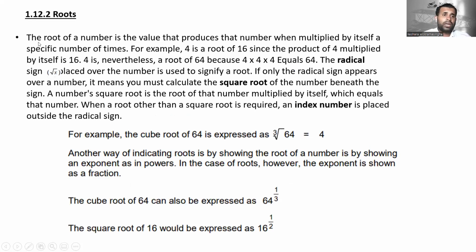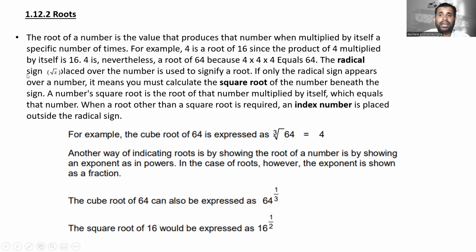Now let's go to the roots. The root of a number is the value that produces that number when multiplied by itself a specific number of times. For example, 4 is a root of 16, because the product of 4 multiplied by itself is 16. And 4 is also a root of 64, because 4 times 4 times 4 equals 64.